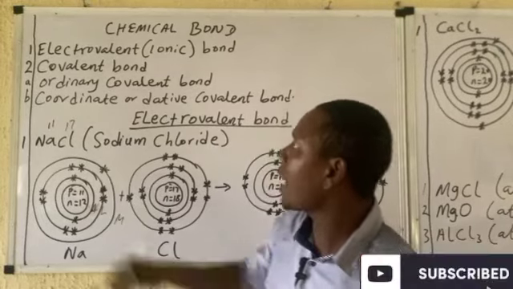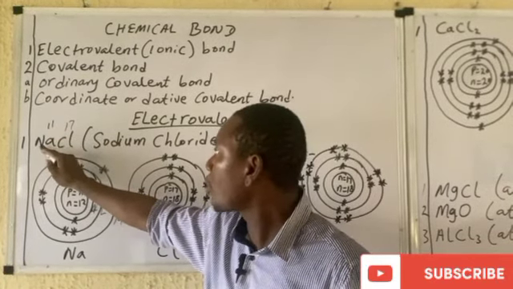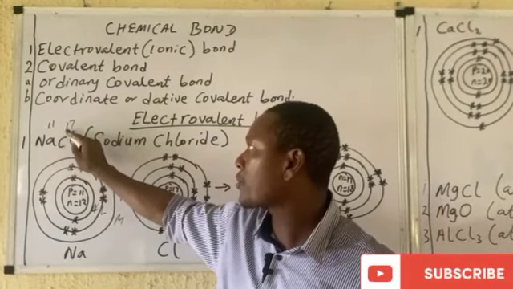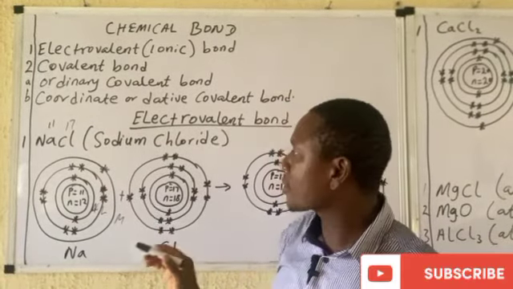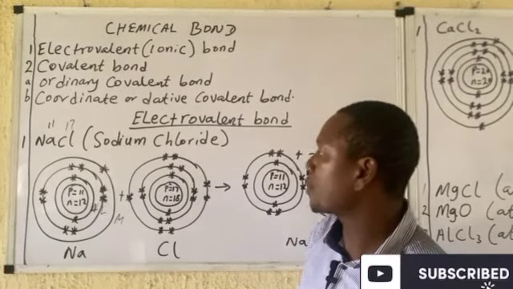Sodium has an atomic number of 11, while chlorine has an atomic number of 17. So let's discuss the electrovalent bond using this simple example.